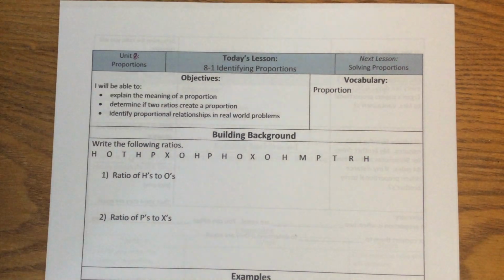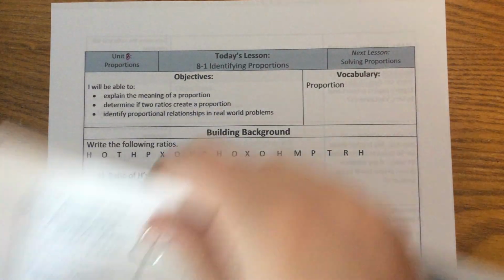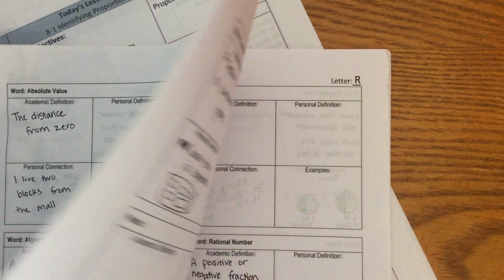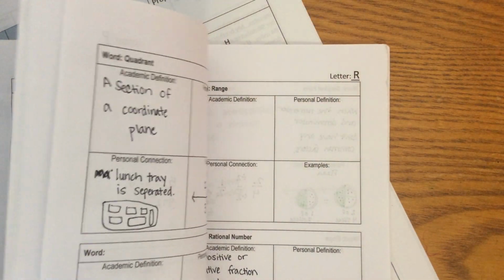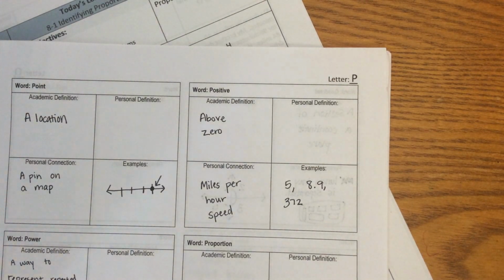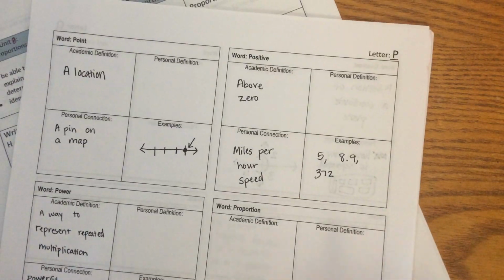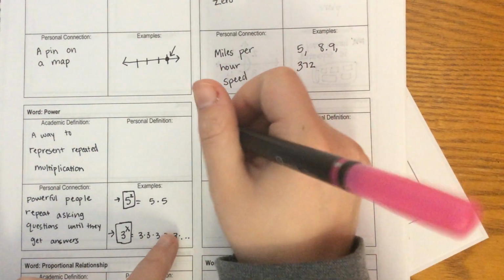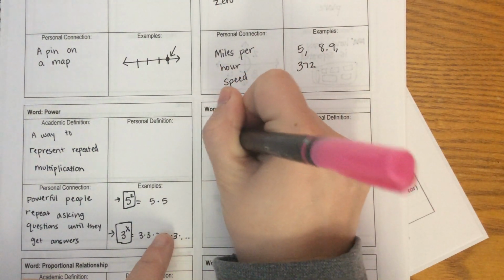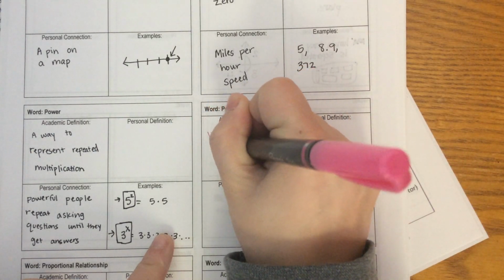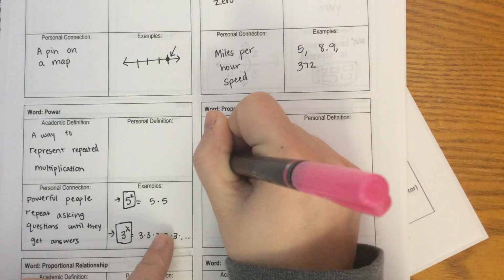So our only vocabulary here is proportion. So take out your vocab sheets, and let's find proportion, PQR. So P, I have that on page 14 and 15, and proportion is on 15, the second P. So it's underneath positive proportion. Okay, so proportion is when two ratios are equal.